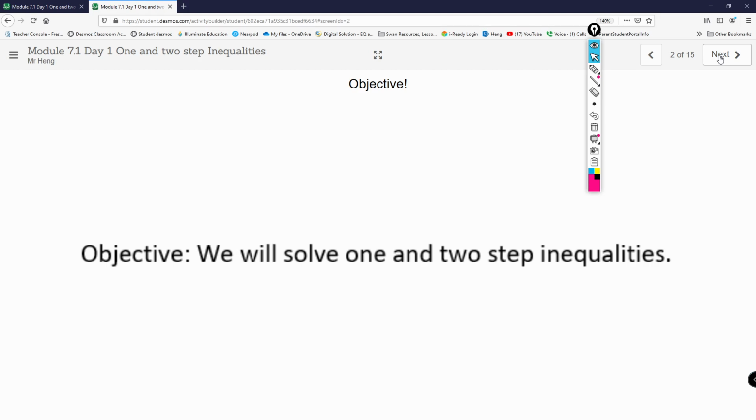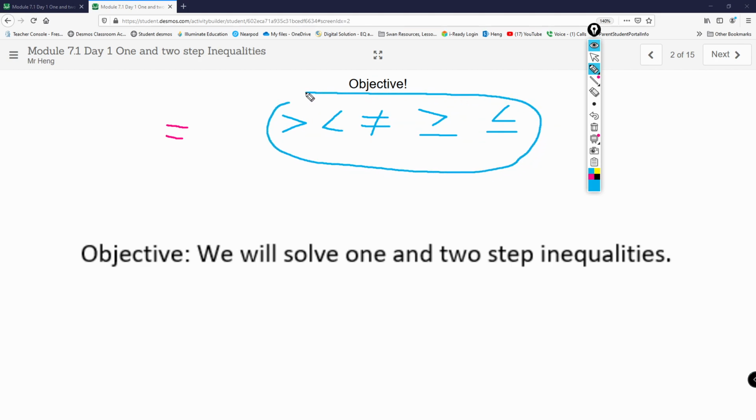So today we're going to be solving 1 and 2 step inequalities. An inequality is anything other than an equal sign. For instance, this is the equal sign, right? However, we are not going to use the equal sign. We're going to use greater than or less than. And there's also this right here, which is also an inequality. It's the opposite of equal. And then you also have greater than or equal to and less than or equal to, okay? So these are examples of inequalities. That's what we're going to work with today, which is the opposite of anything that equals.